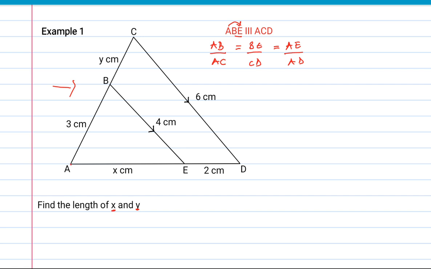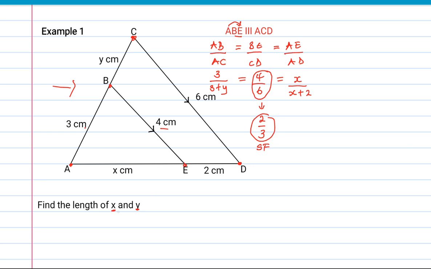So my AB, A to B, that's 3, all over A to C, that's 3 plus Y, will be equal to BE, which is 4, all over my CD, C to D, here is 6, which is equal to my AE, which is X centimeters, X all over my A to D, which is X plus 2. So as you can see, now we have obtained this value. So this value becomes our scale factor, and after reducing it, it becomes 2 over 3. So 2 over 3 is the scale factor that I'll be using to calculate the value of y and also the value of x.